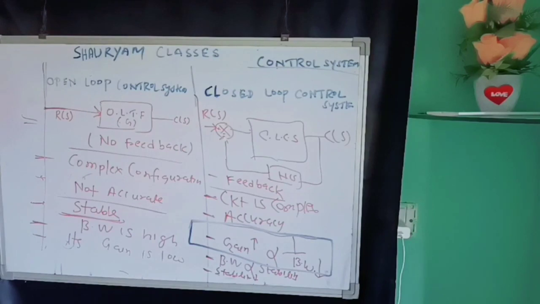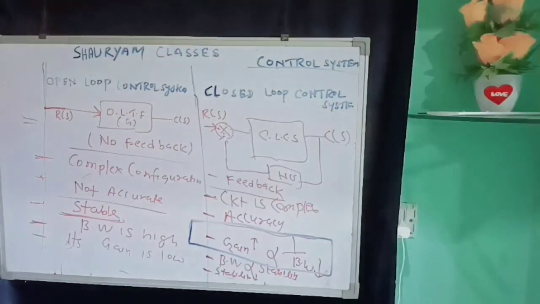And accuracy, which is the more accurate device? The closed loop control system is a more accurate device as compared to the open loop control system. Okay, so that is our basic difference, and that is the very important difference between the open loop control system and closed loop control system.